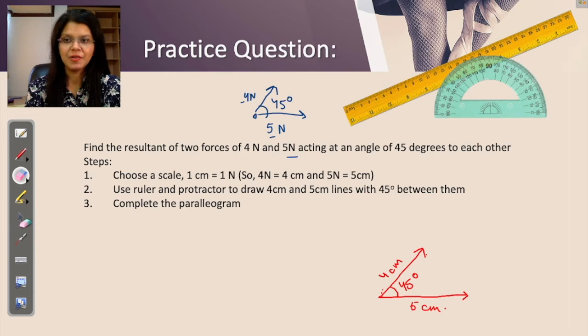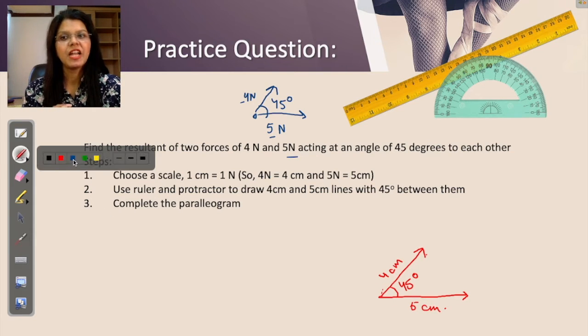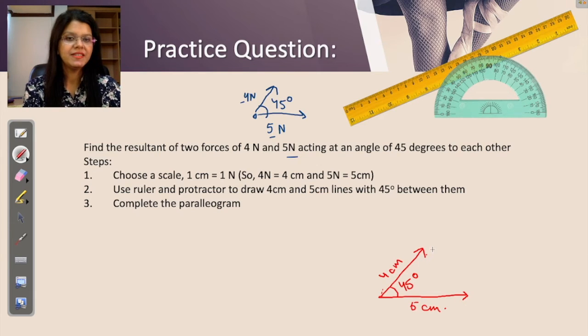Complete the parallelogram. You have got 2 sides of the parallelogram. Consider these 2 lines that you have drawn as the 2 sides of the parallelogram. Now complete the parallelogram. Now you are going to do some rough work. So draw some dotted lines. Right? Draw a line at the top which is parallel to this line. These 2 lines should be parallel. Dotted lines because these are your rough lines.